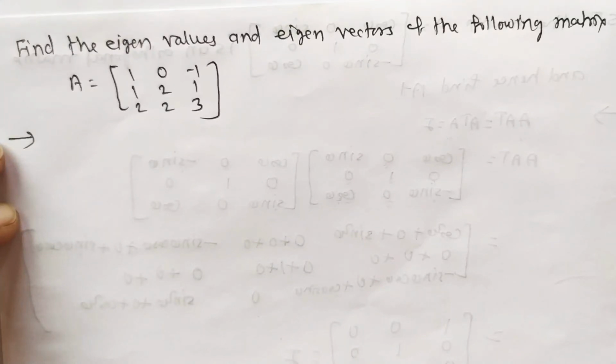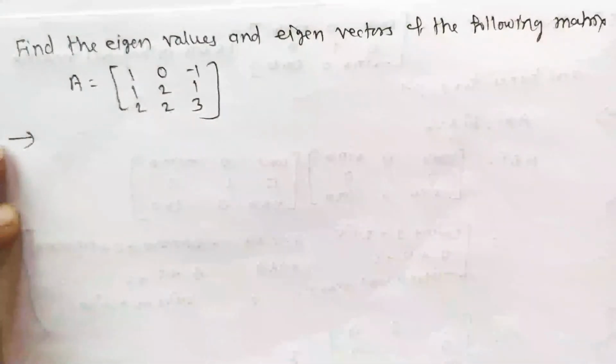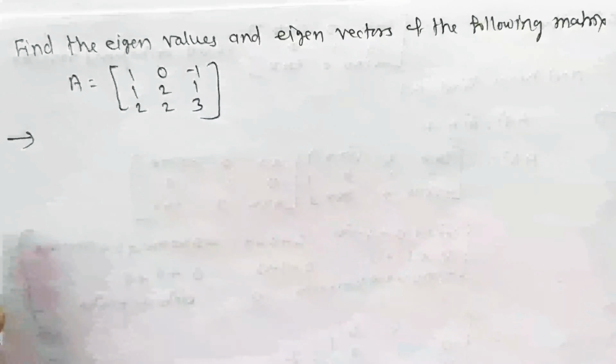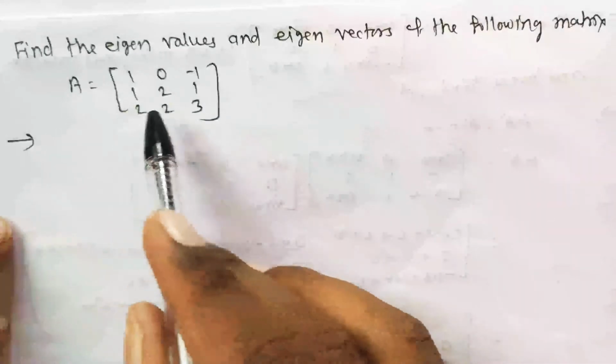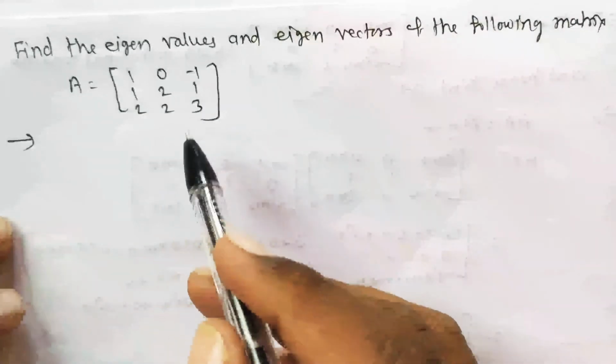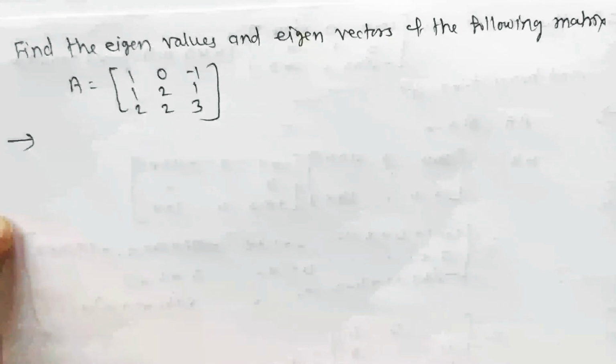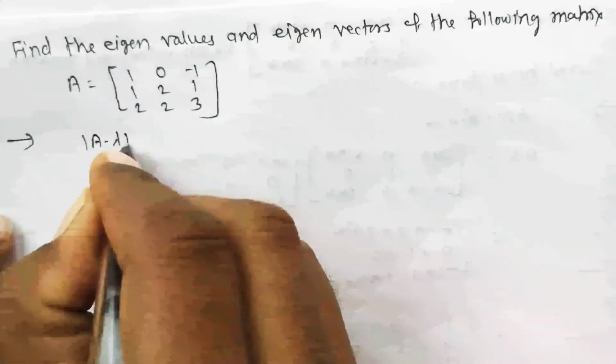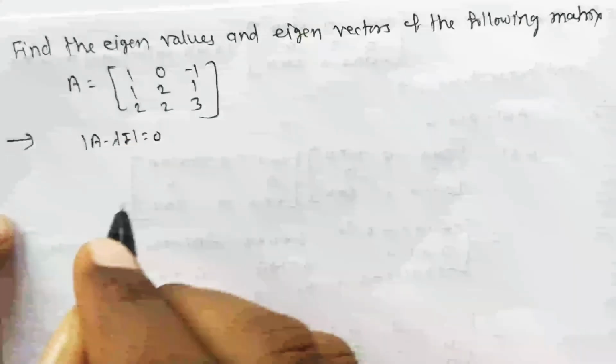Today we are going to take a most important topic, that is the problems on eigenvalues and eigenvectors. So the first problem is: find the eigenvalues and eigenvectors of the following matrix A equal to [1 0 -1; 1 2 1; 2 2 3]. So how do we find eigenvalues? For eigenvalues, first we have to consider determinant of A minus lambda I equal to 0.